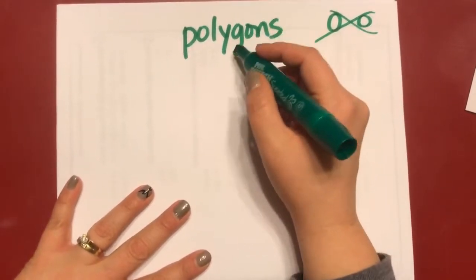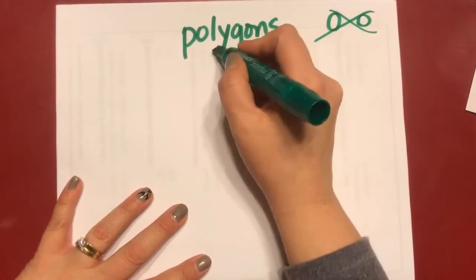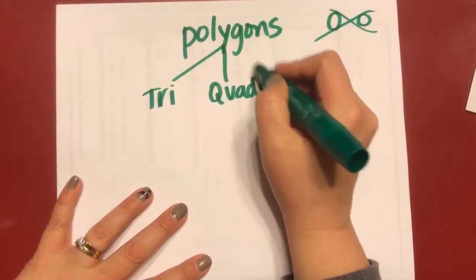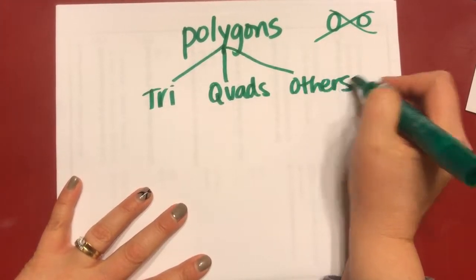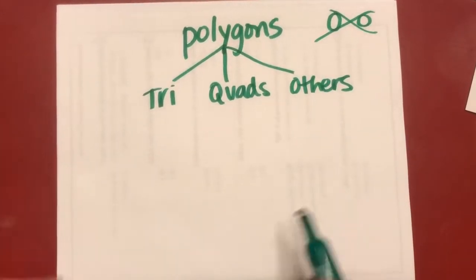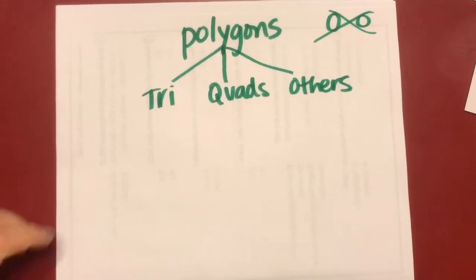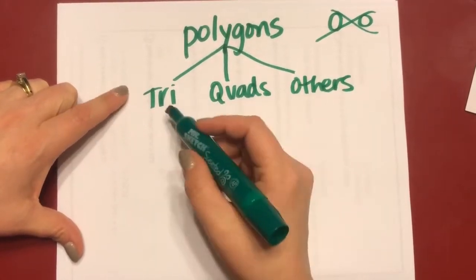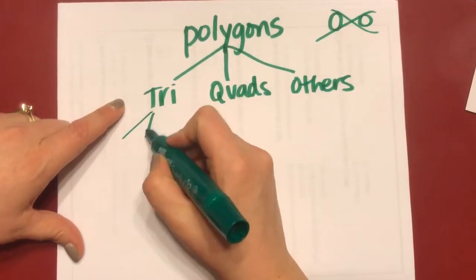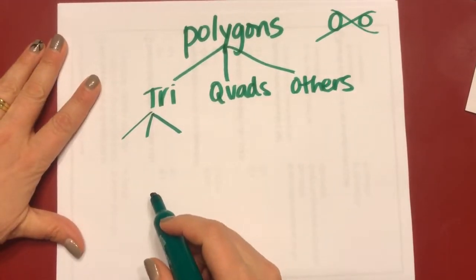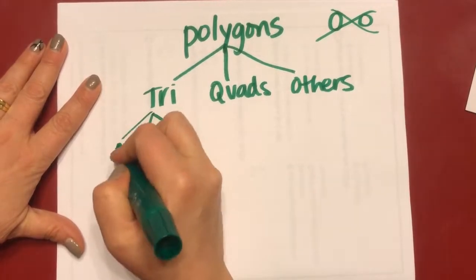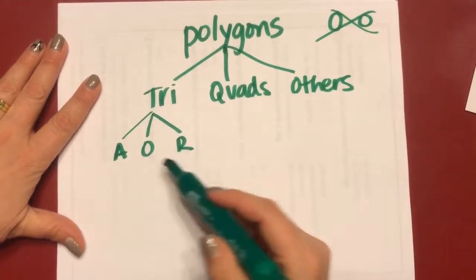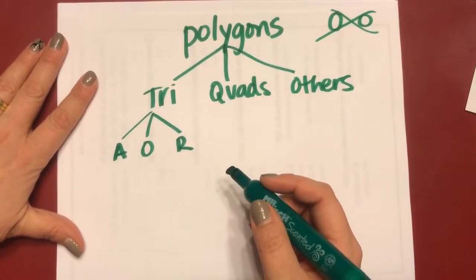So we've got polygons, and then after polygons, we usually are going to split it into triangles, into quadrilaterals, and then maybe into others, which others might be a hexagon, an octagon, a decagon, different things like that. Within triangles, I told you we can categorize them by their sides and their angles. So within triangles, we can do the three different types of angle measures. So we can say acute, obtuse, or right. And then within those, we also can do the side lengths.